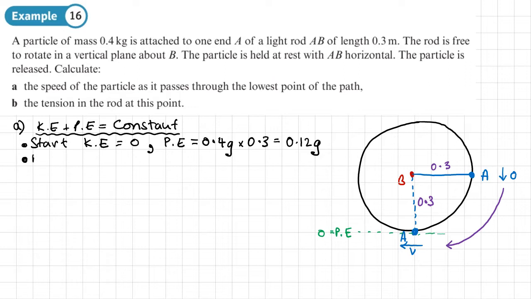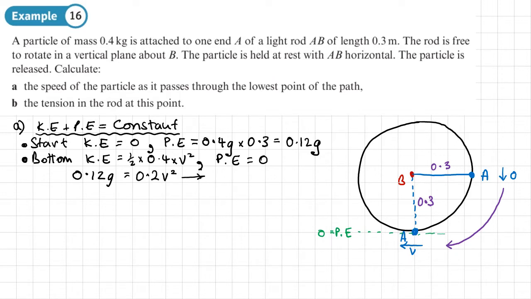Okay, so let's now work out the energy at the bottom, or the lowest point. So the kinetic energy is going to be half m, 0.4, v squared. So v squared is what I want to work out. And the potential energy is going to be 0 because we're taking that lowest point as 0 potential energy. So since these remain constant, the total energy at the start, which is going to be 0.12 g, is equal to the total energy at the end, which is going to be half times 0.4 or 0.2 v squared. So from there we can work out v squared. So that will be 0.12 g divided by 0.2. So we can square root that to work out v.